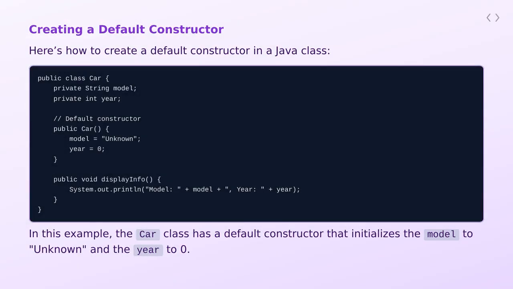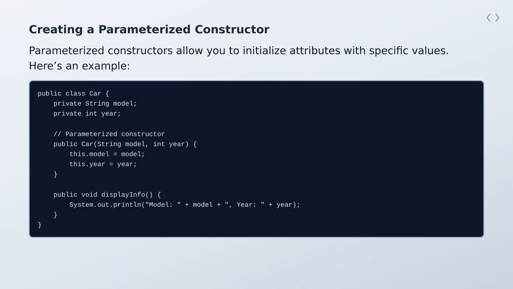Let's move on to creating a default constructor. Here's how to create a default constructor in a Java class. Review the class shown on screen and how its members are organized. In this example, the car class has a default constructor that initializes the model to unknown and the year to 0.